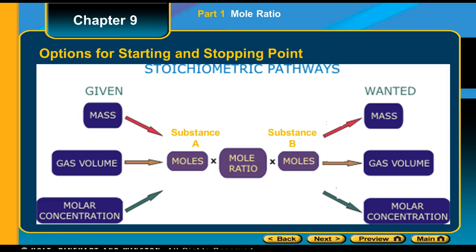Alright, so here are some starting options and stopping points. You can be given mass and asked to find mass. You can be given volume and asked to find volume. You can be given molar concentration and asked to find molar concentration. You can switch up the paths. You could go from mass to volume. You can do lots of different substances there.